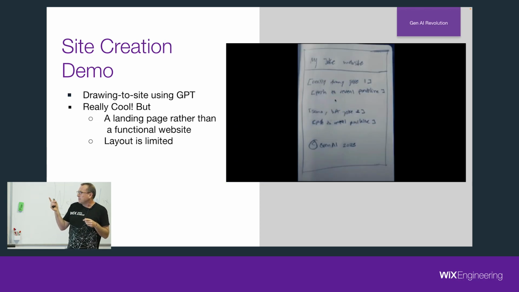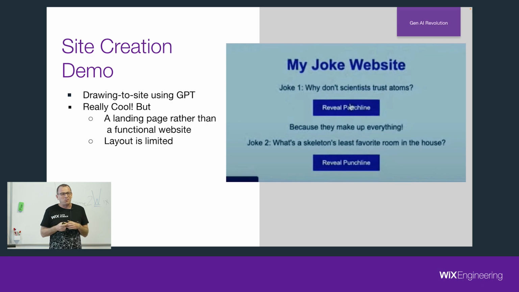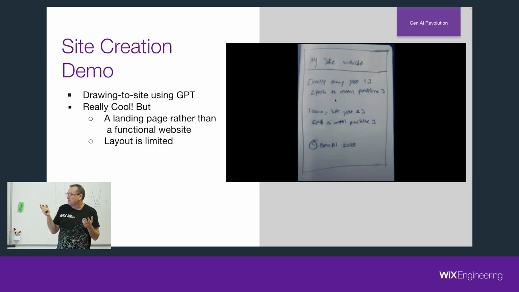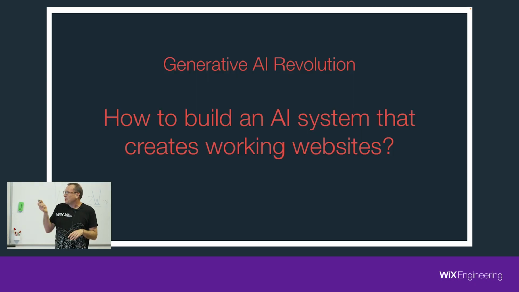The other part that is really interesting here is that you can see the layout or the design that you got. It doesn't look that modern, right? The layout is pretty limited. So I guess this begs the question: if you want to use generative AI to build a website, how should you do that?